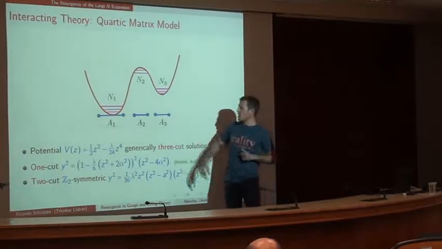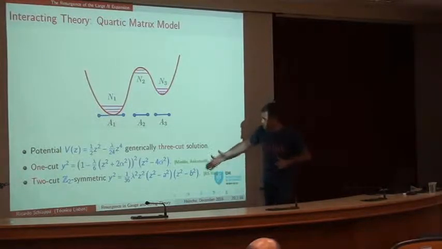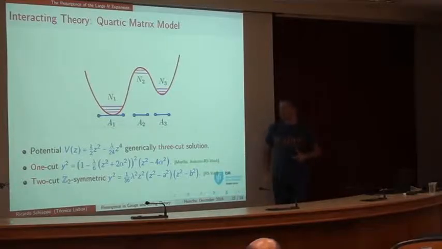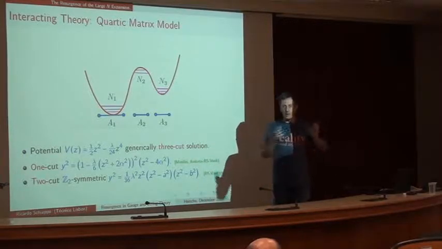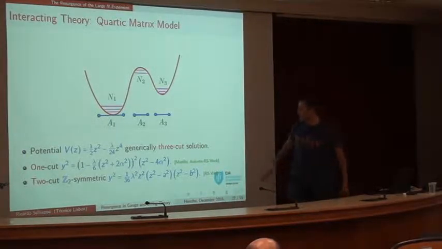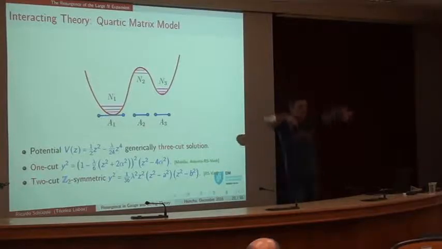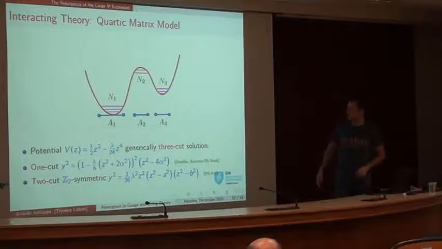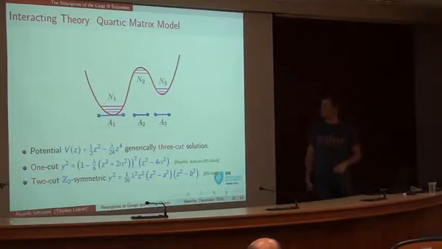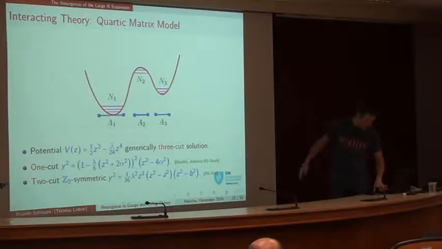This is generically a hard configuration to write down, but there are 2 simpler Z2 symmetric configurations that you can write down: a 1-cut solution where you just take the quartic potential and put eigenvalues at the bottom of the well, or a symmetric 2-cut solution where you have 2 wells and you fill both of them symmetrically. And these are the simplest saddle points to do perturbation theory around, and those are the ones that we've studied.